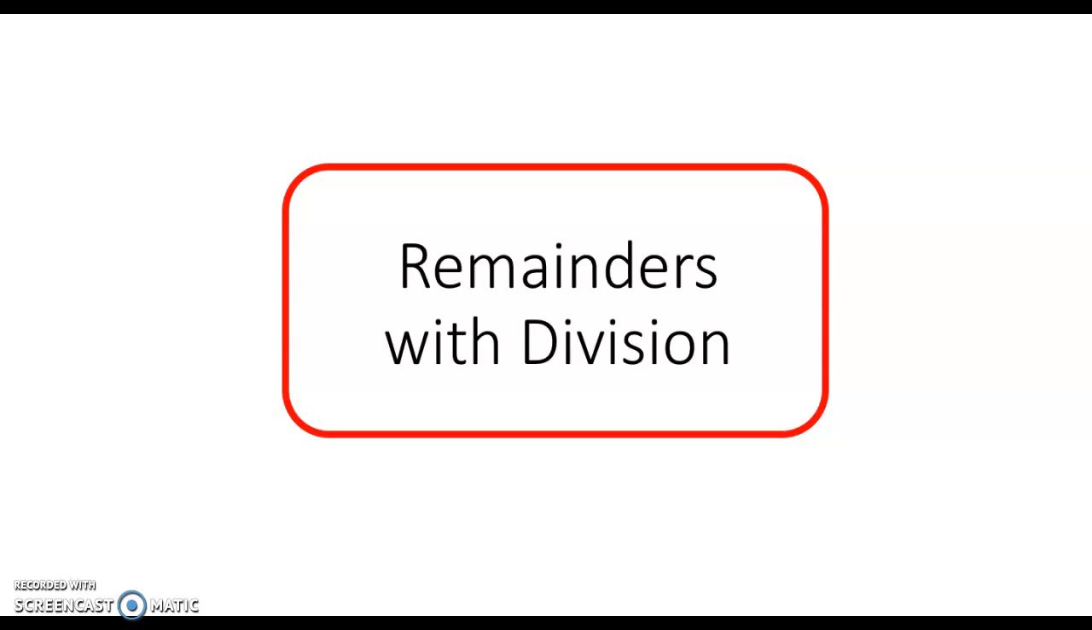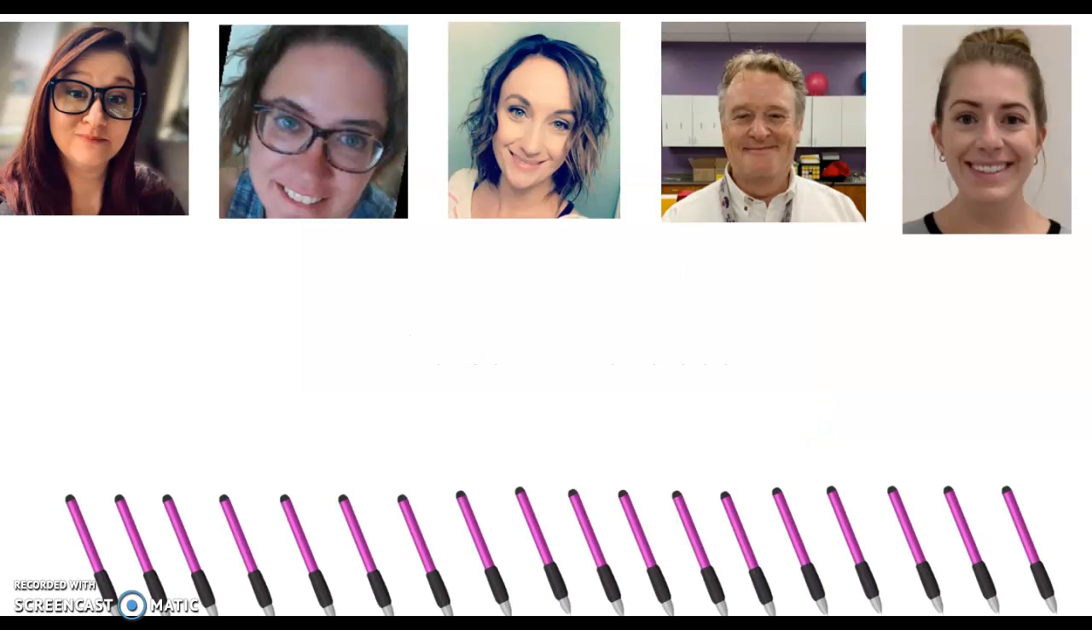Today we're going to talk about remainders with division. Sometimes when we're dividing, the number does not go in evenly, or you cannot completely evenly share. For example, here are the 5 fourth grade teachers at Bastion. There are these pens that they want to share.